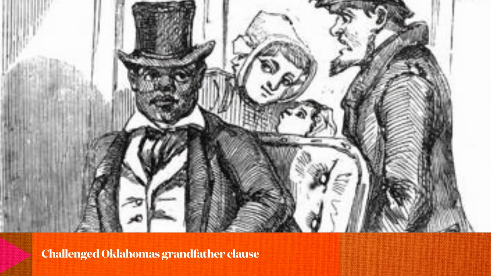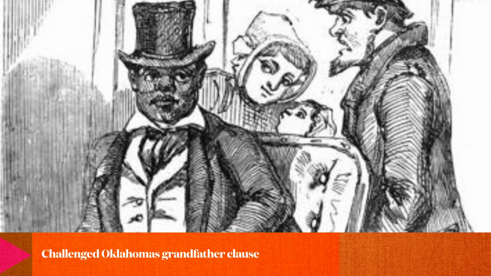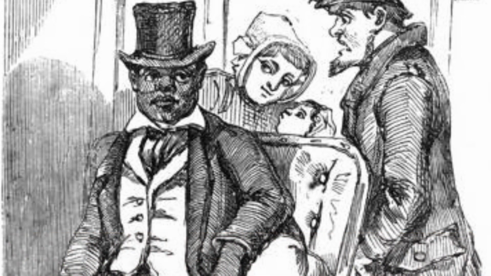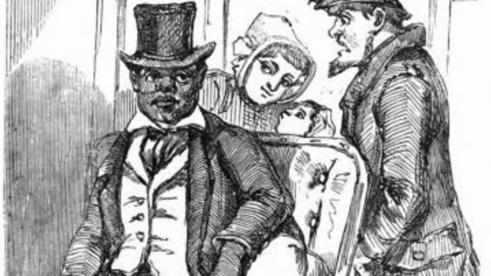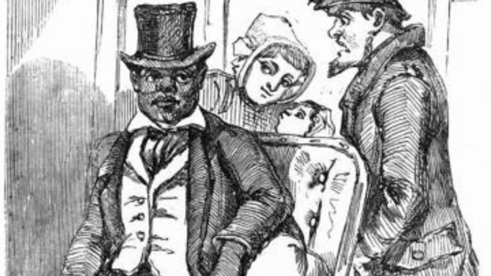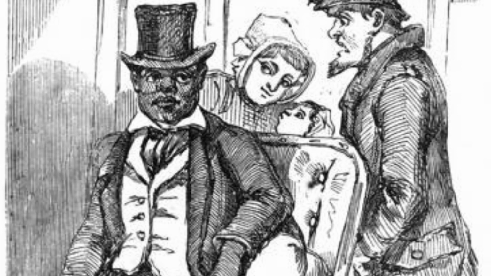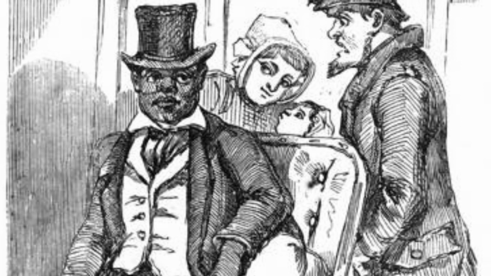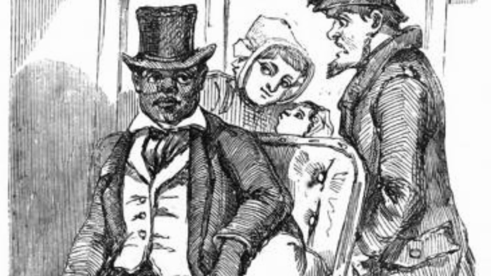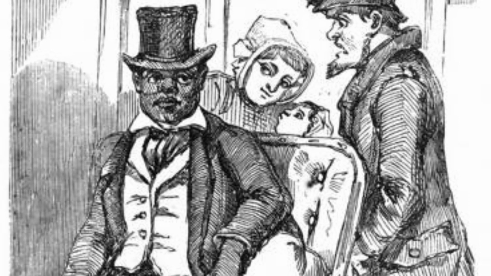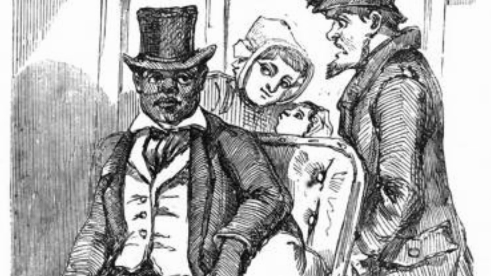The 1915 case, Gwynn v. United States, George Gwynn, an African-American citizen of Oklahoma, filed a lawsuit challenging the constitutionality of Oklahoma's grandfather clause. Gwynn argued that the grandfather clause violated his rights under the 15th Amendment. The Supreme Court ruled in favor of Gwynn and declared Oklahoma's grandfather clause unconstitutional.